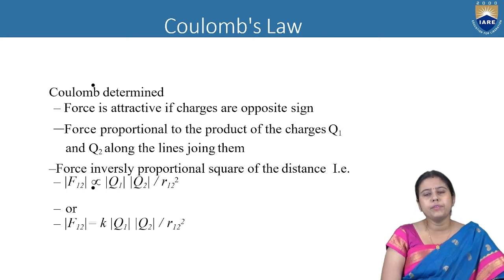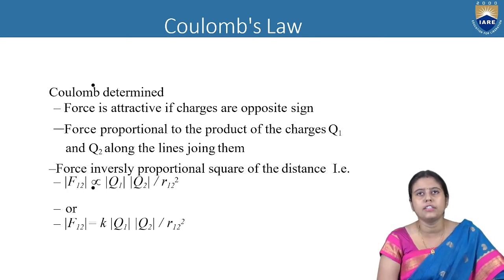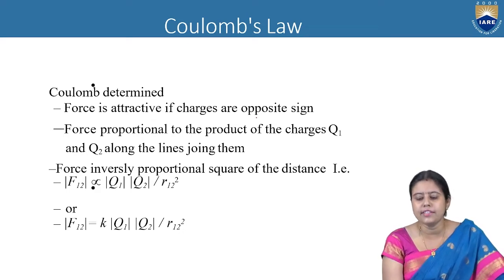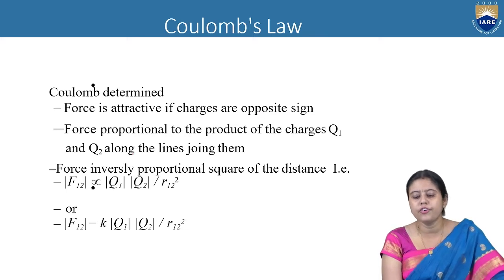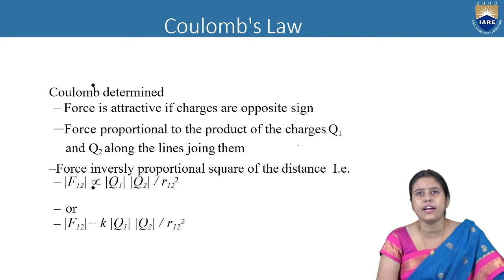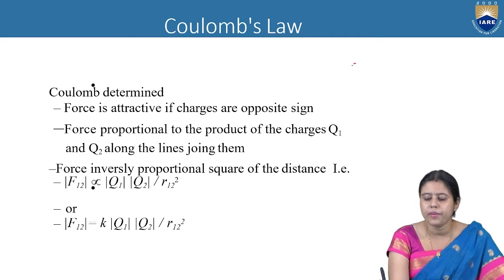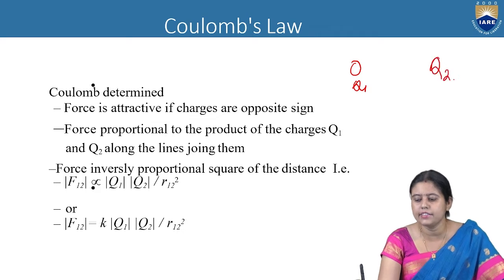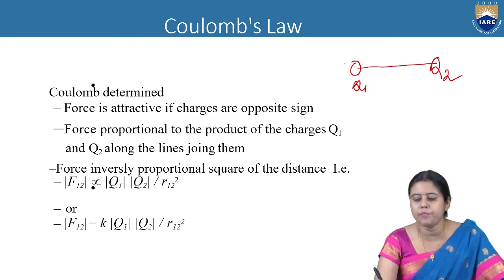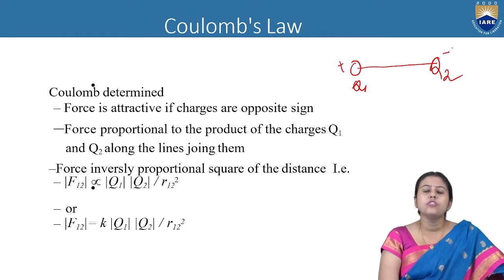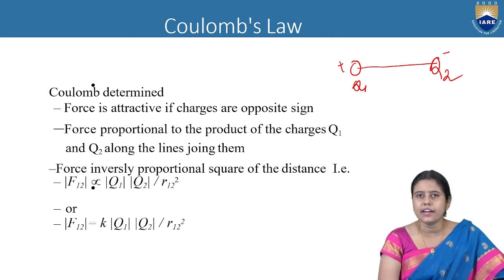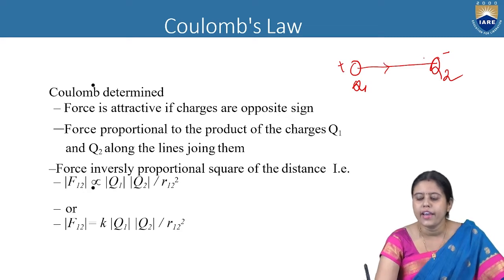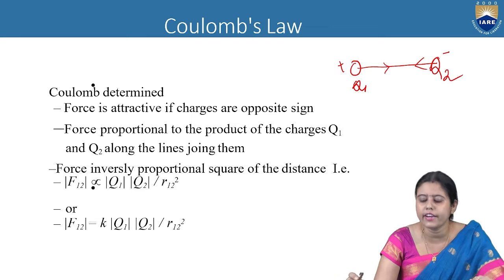On the basis of the properties of the charges, Coulomb has determined that the force is attractive if the charges are of opposite sign, and the force is proportional to the product of the charges Q1 and Q2 along the line joining them. If one charge is Q1 and another charge is Q2, one positive and one negative, the force will be an attractive force, and it will work along the joining line.